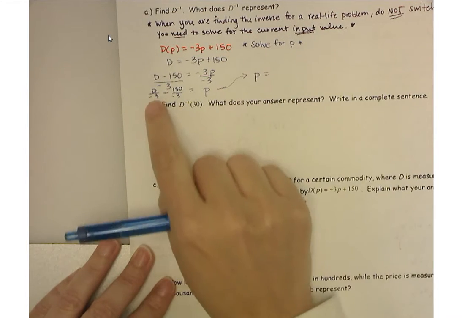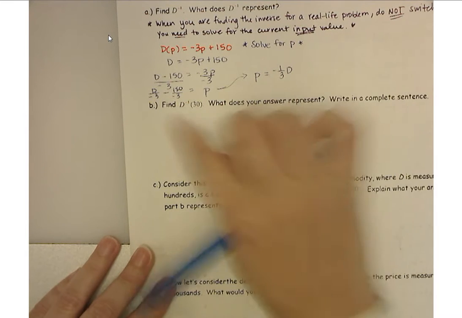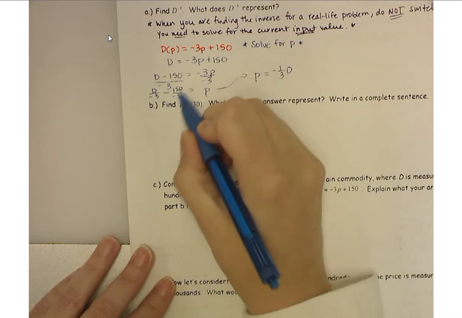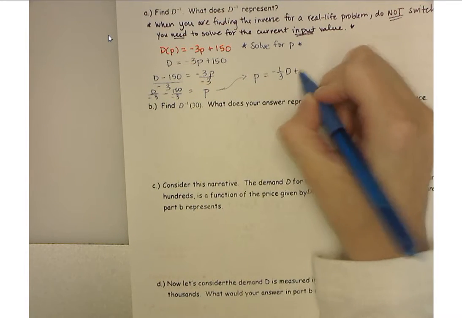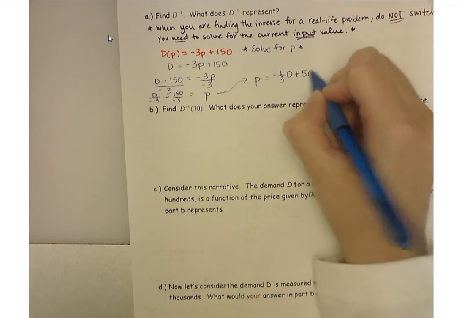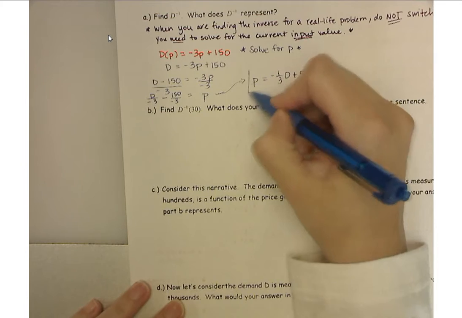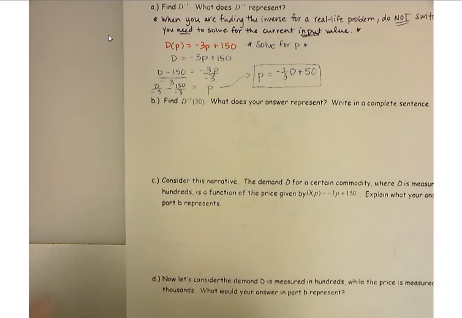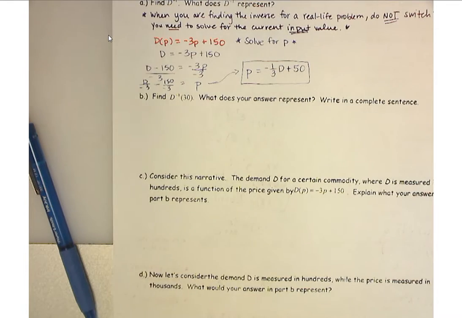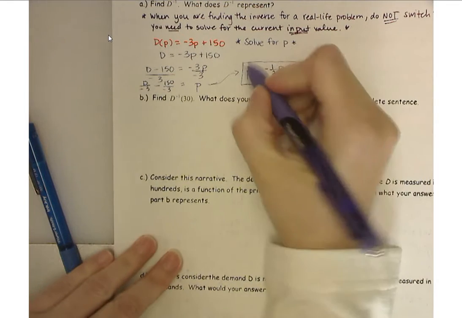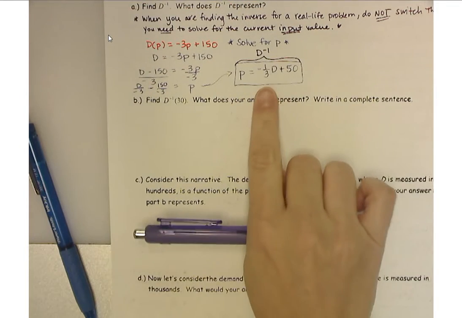So D over negative 3 is negative 1/3 D. 150 divided by 3, what's 15 divided by 3? 5, so this will just be 50. The negative divided by the negative will be the positive. So this equation represents D inverse. This is the inverse of D.